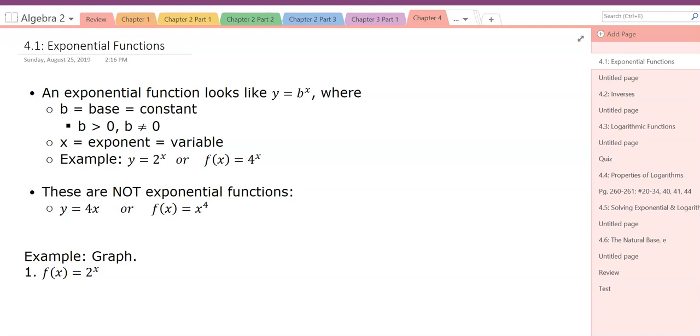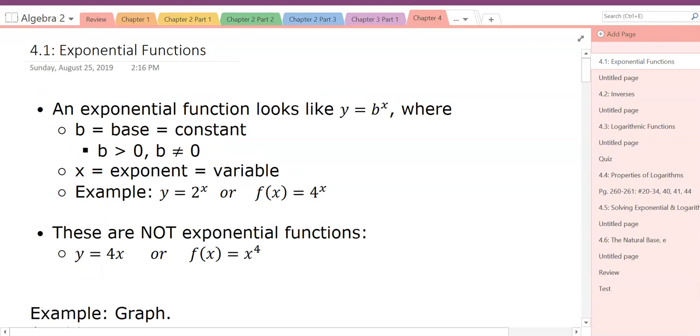Today we're just going to start with talking about exponential functions, what they look like, how to graph them, some of the basics about them. So they look like this form, y equals b raised to the x power. So you're going to have an exponent. That's why they're called exponential. It has that word exponent in it.